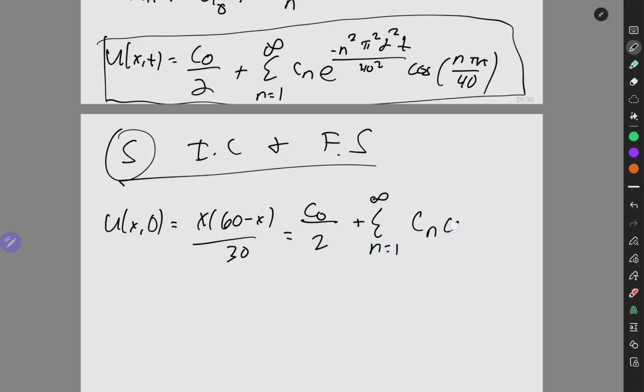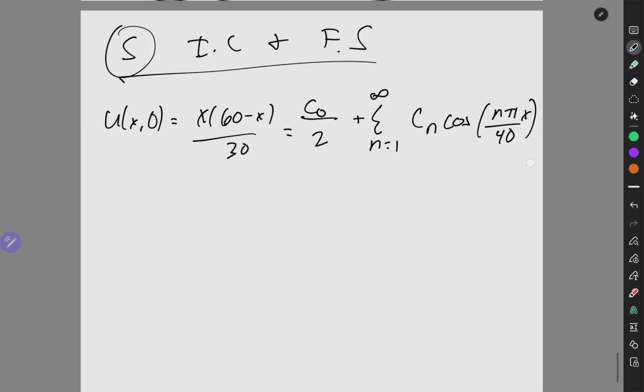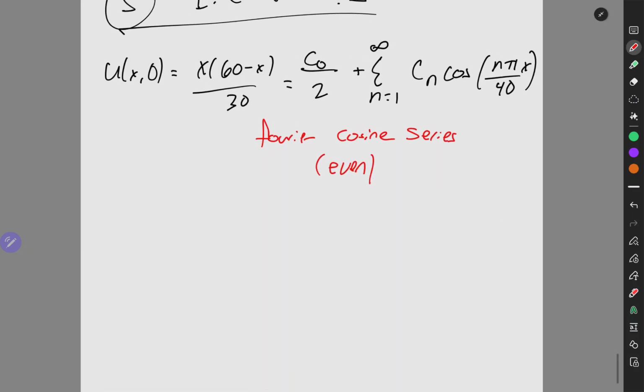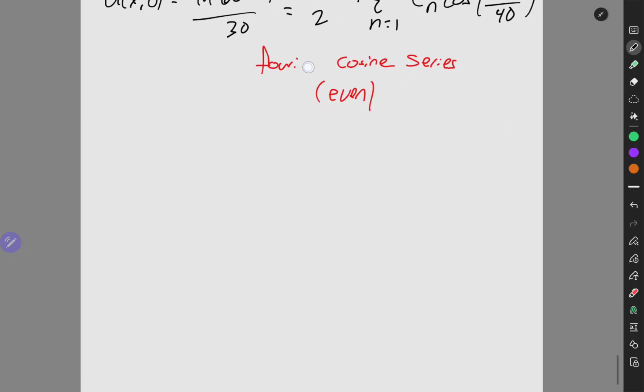That becomes 1 times cosine n pi x over 40. Right? So we can see here we have a Fourier cosine series. That's an even series, right? So let's find a naught. I might as well do the integration.